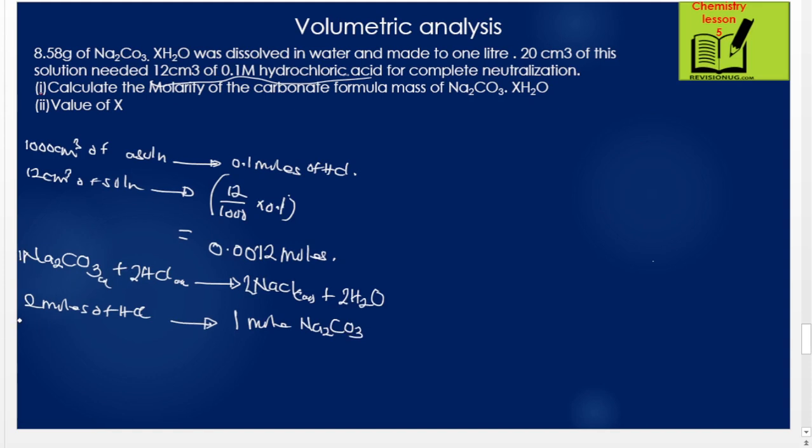Alright, then how about 0.0012 moles of hydrochloric acid? It will react with 0.0012 divided by 2. This is going to give us 0.0006 moles. Now this number of moles are the moles of sodium carbonate decahydrate, or X-hydrate, which reacted completely to cause the neutralization of the acid.